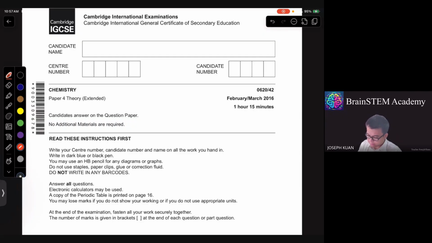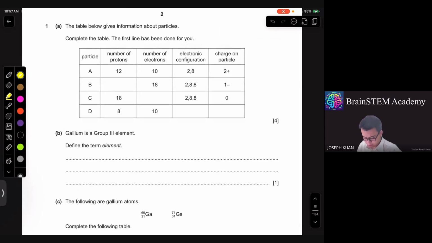This is Cambridge IGCSE for Chemistry Paper 4, Theory Extended, Variant 2 for February-March 2016 version. Question 1. The table below gives information about particles. Complete the table. The first line has been done for you.